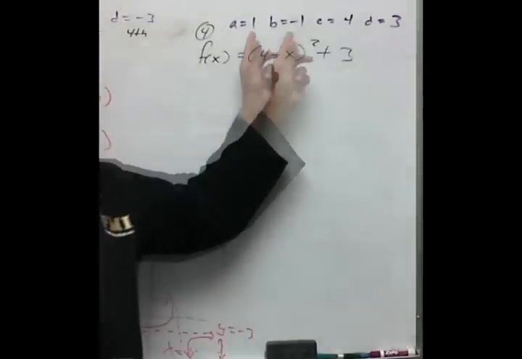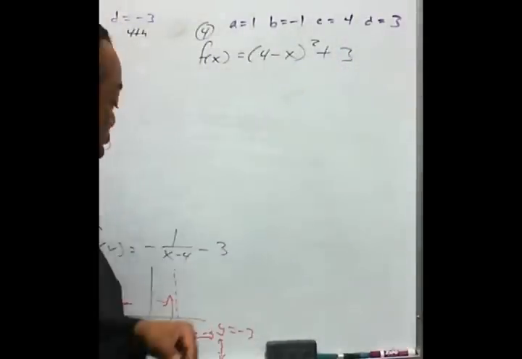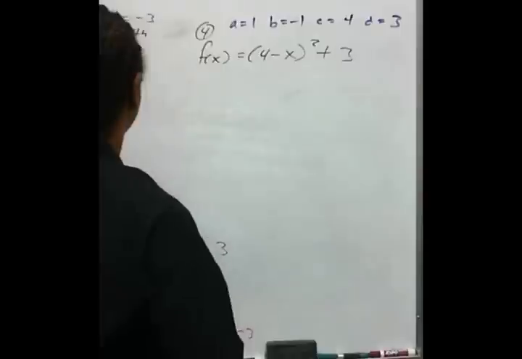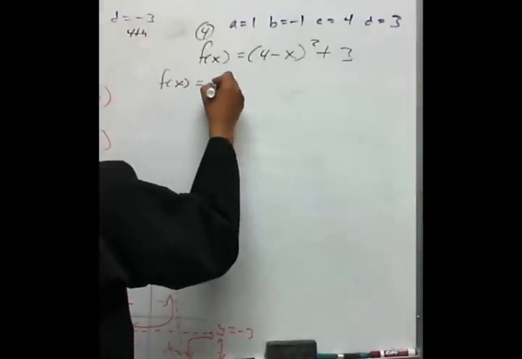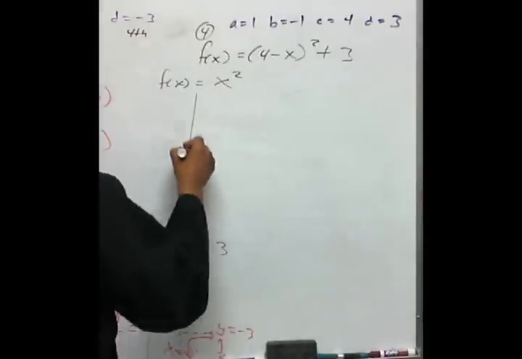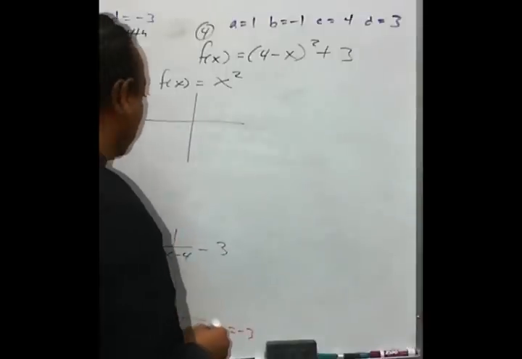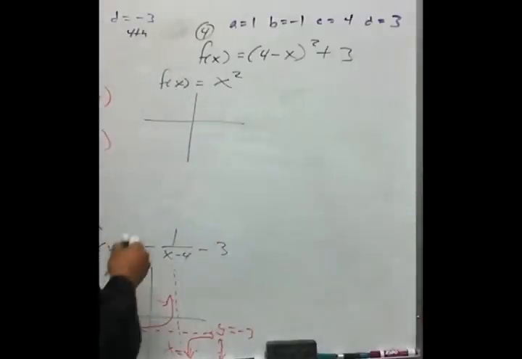So step 1, we're going to strip all the parameters off to get our basic function. So we have f of x equals x squared. The basic function x squared will be a parabola.